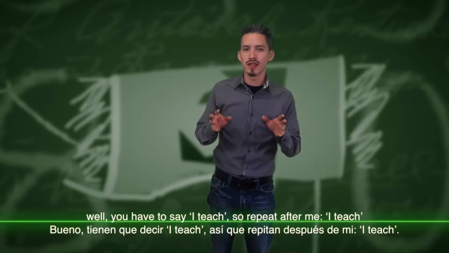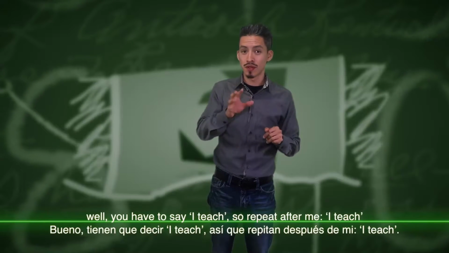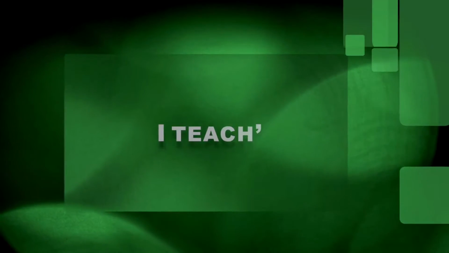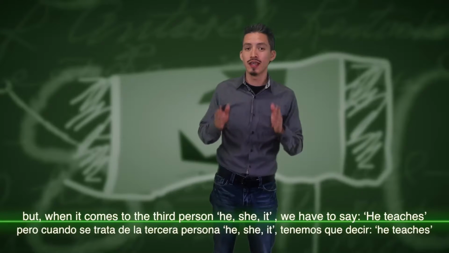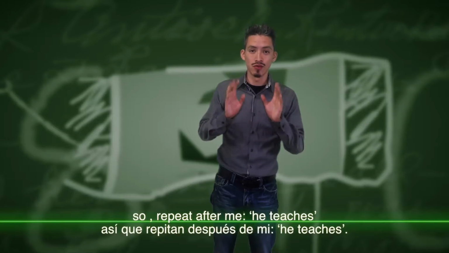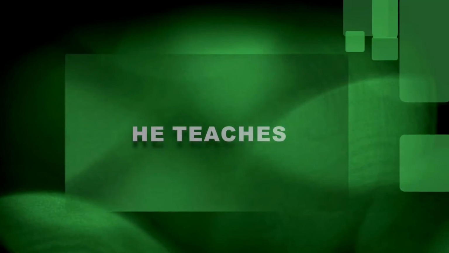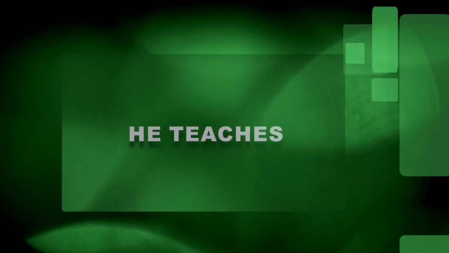But what happens with the verb teach? Well, you have to say I teach. So repeat after me. I teach. I teach. But when it comes to the third person, he, she, it, we have to say he teaches. So repeat after me. He teaches. He teaches.